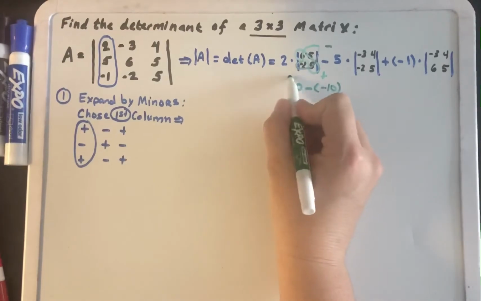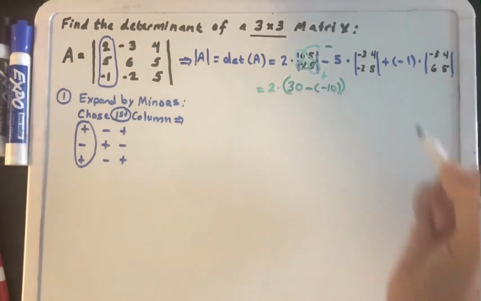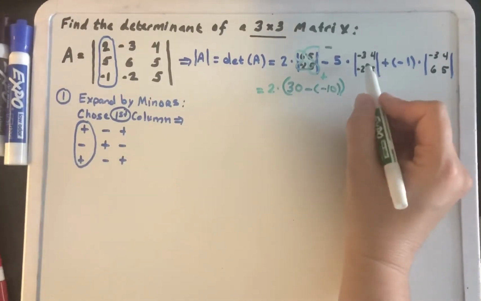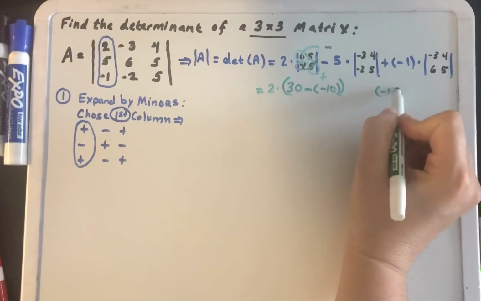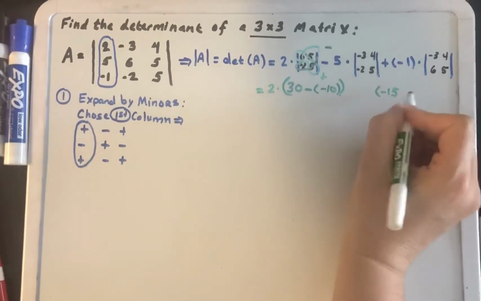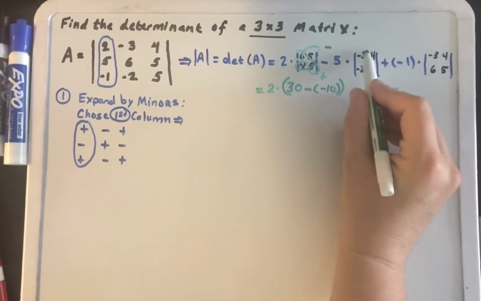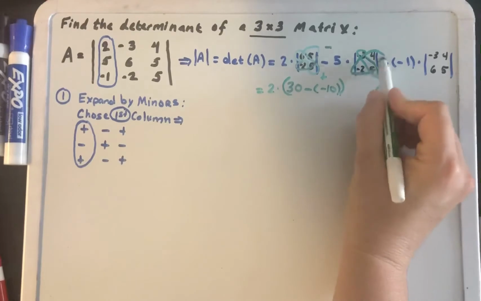Now that entire result gets multiplied by the number in front, which was a 2. Let's head over to our next minor here. We'd have -3 times 5, which is -15. And then we'd have -2 times 4, which is -8. But you take the opposite. Again, you keep, and then you change.